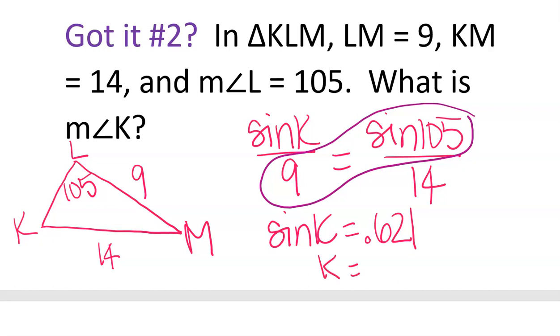So type that in if you didn't get it last time, just to make sure you know what you're doing. 38.4 degrees. Now, I also want to bring your attention to this. If you do just sine of 0.621, what do you get?